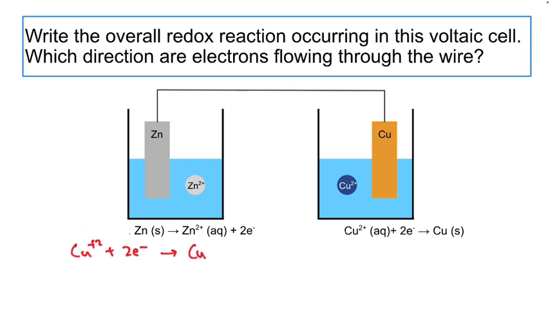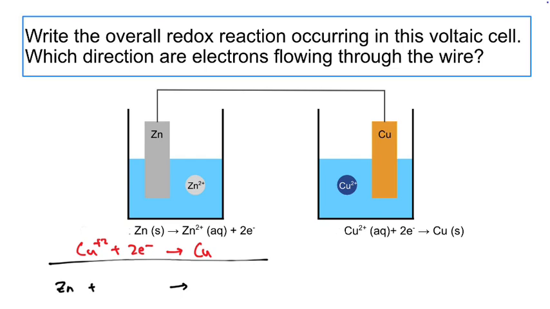I stacked them. Why would I stack them? Two halves to a whole. And what I could now do is go through and add them up. Everything on the reactant side of that arrow should be on the reactant side. I'm going to take my zinc solid plus my copper plus 2 plus my 2 electrons.